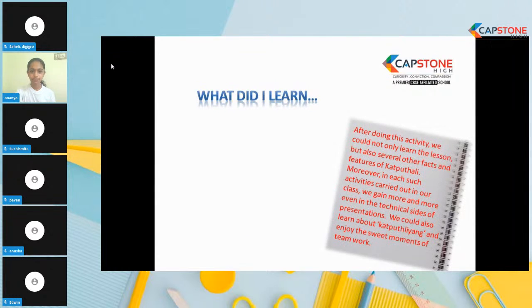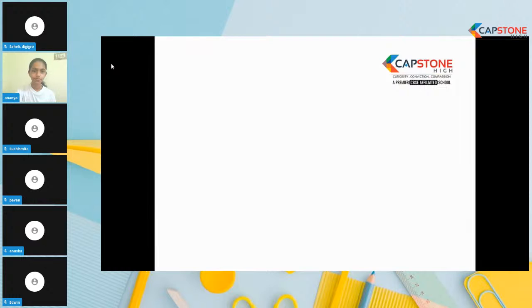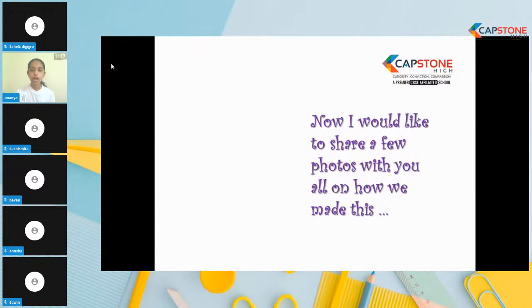What did I learn? After doing this activity, we could not only learn the lesson, but also several other facts and features of Katputli. Moreover, in each such activity carried out in our class, we gain more and more even in technical sides of presentations. We could also learn about Katputliya and enjoy the sweet moments of teamwork. Now I would like to share a few photos with you all on how we made this.